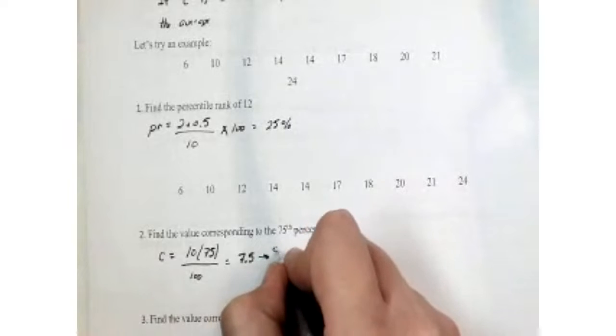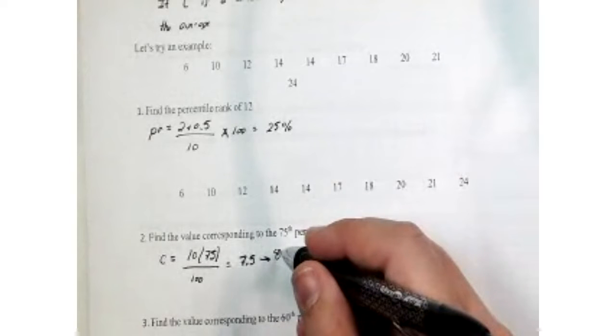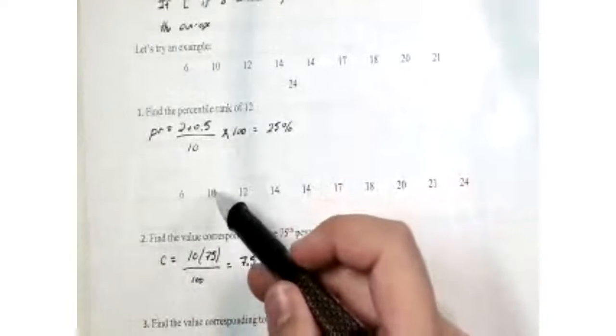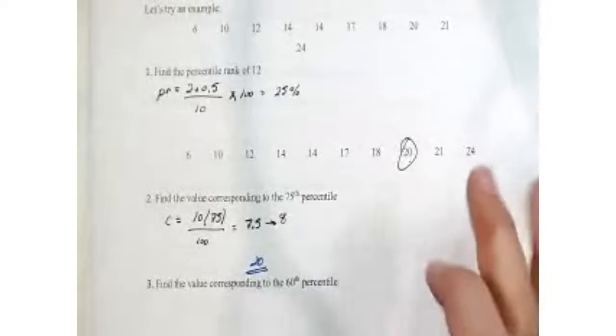Using the first rule, if C is a decimal, round up to the next whole number. So we'd round this up to 8. Then I want to find the 8th number in the data set. This is why we order them, so you can count up: 1, 2, 3, 4, 5, 6, 7, 8. So the value corresponding to the 75th percentile is 20. I need to make this thing longer.